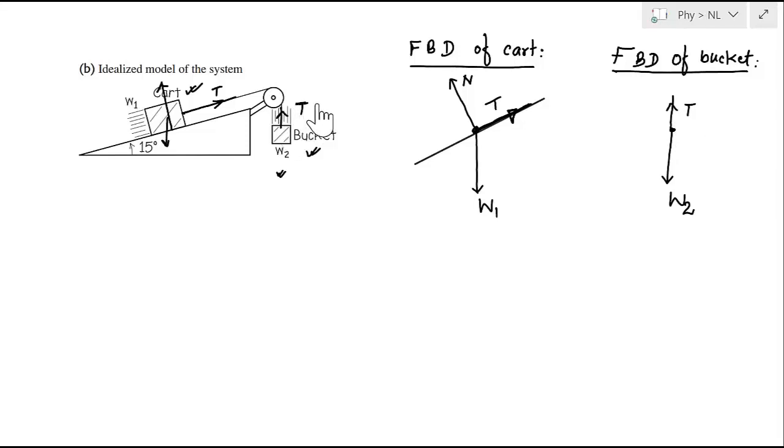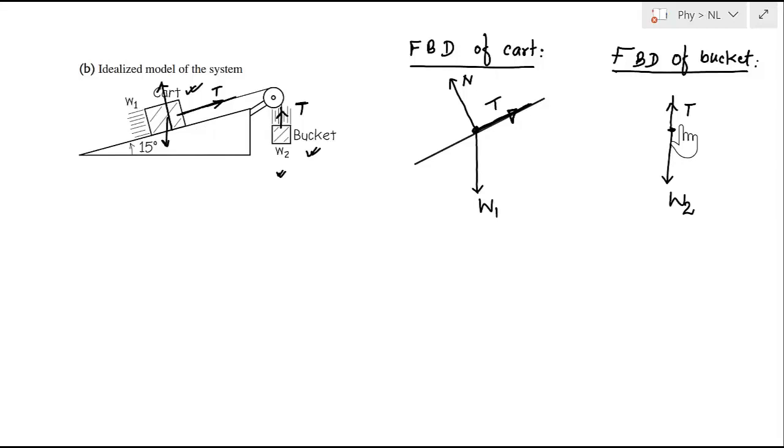Remember, this tension and this tension are the same because we are assuming that this is a cable that has no mass. That is a massless cable, a massless string. Whenever you have a massless string, you will have the same tension throughout the string, and that's why the tension is T at this point also.